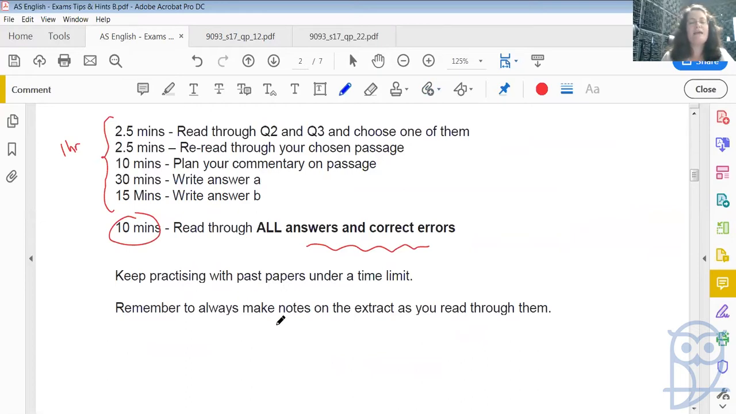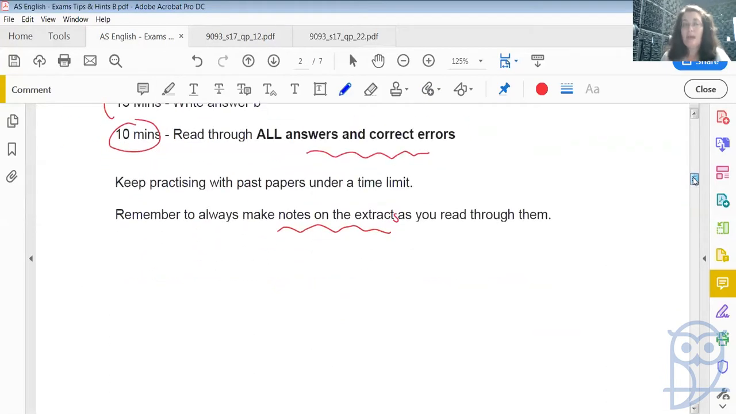Remember to always make notes on the extracts as you read through them. Why do this? Because it saves you coming back to an idea. You're reading through the extract the second time, and you're making notes as you go along. That will help to formulate your ideas more when you write down your actual plan. So you're going to have annotations, but you're going to have a little plan as well. Right, good. Okay, so that's paper one and how to approach it.